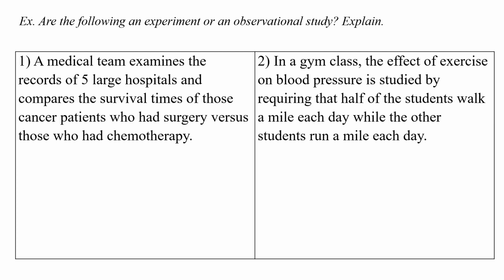Okay, so like for number 1 here, a medical team examines the records of 5 large hospitals and compares the survival times of those cancer patients who had surgery versus those who only had chemotherapy. Okay. Now, is this an experiment or an observational study? Well, in order to tell the difference, you have to ask, is a treatment being imposed? Did this medical team impose the treatment? And now when we say treatment, we mean, did they tell people, hey, you as a cancer patient are going to have the surgery, or you're going to be assigned to chemotherapy, and we're going to see who survives in the end, right? So when you phrase it like that, it sounds kind of silly in this example.